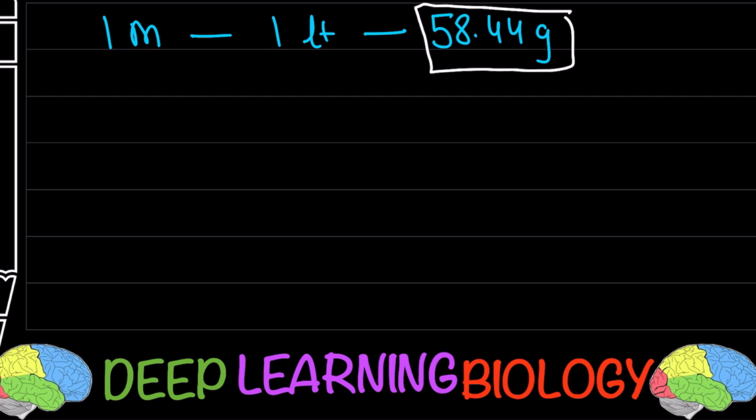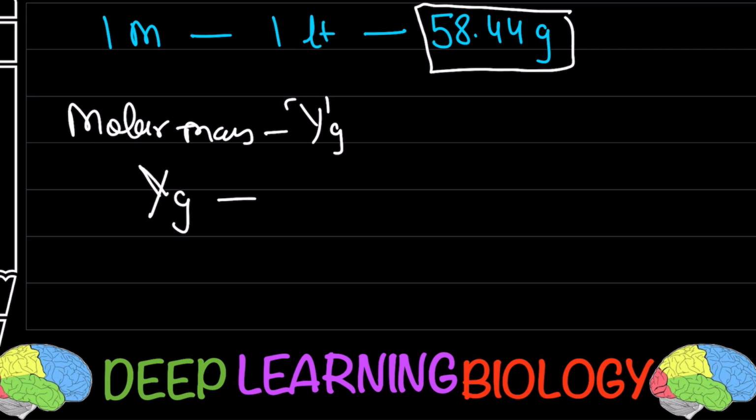So anytime any chemical is given to you, let's suppose its molar mass is y gram, and someone asks how you are going to prepare 1 molar, you will weigh y gram, dissolve it, and make the final volume 1 liter. This way you are going to prepare 1 molar solution.